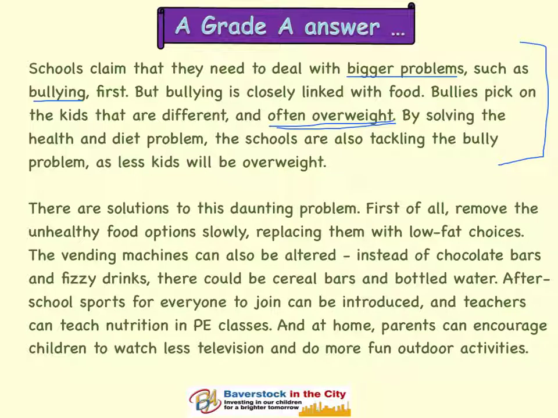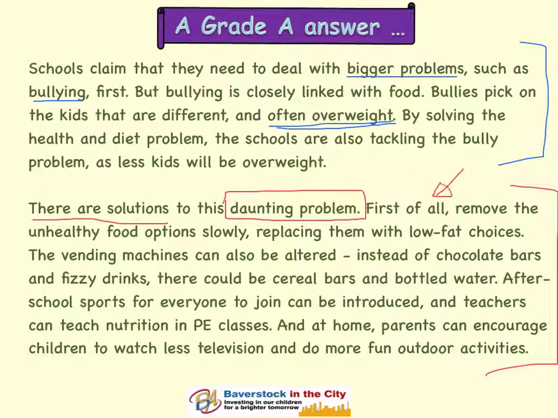This second paragraph on this page, the student is writing about what can be done to deal with the problem. There are solutions. Nice bit of vocabulary here, a daunting problem. It's a challenging problem. It's not going to be easy. Daunting is a nice word to express that. And then the student goes on to say how the solutions can be implemented.